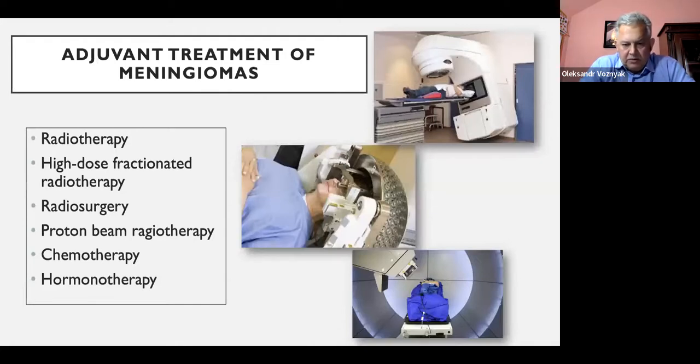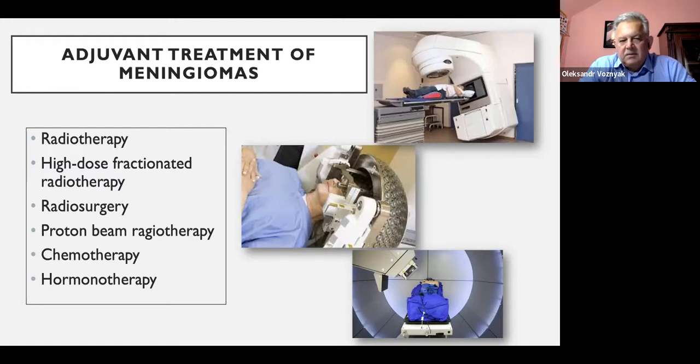Adjuvant therapy of meningioma, which we have in our armamentarium, includes radiotherapy, high dose fractionated radiotherapy, radiosurgery, proton beam, and sometimes chemotherapy and hormonotherapy, which are not effective at all, but we can meet them in the literature. According to my experience, irradiation of meningioma is very dangerous. We cannot predict the behavior of the tumor after irradiation. Of course, in many cases it could be effective, especially radiosurgery.